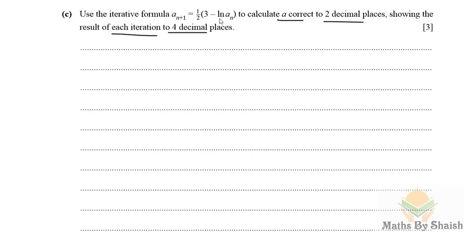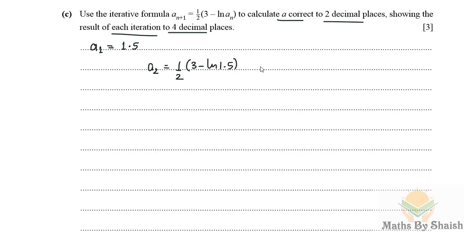So from the previous part, from the b part, we have seen the root of this lies between 1 and 2. So we can take the initial value a1 as, let's say, 1.5. We can take even 1.2, 1.3, anything between 1 and 2. So I'll take a1 first iteration as 1.5. So from here we will get a2 is equal to 1 over 2 times 3 minus ln 1.5.